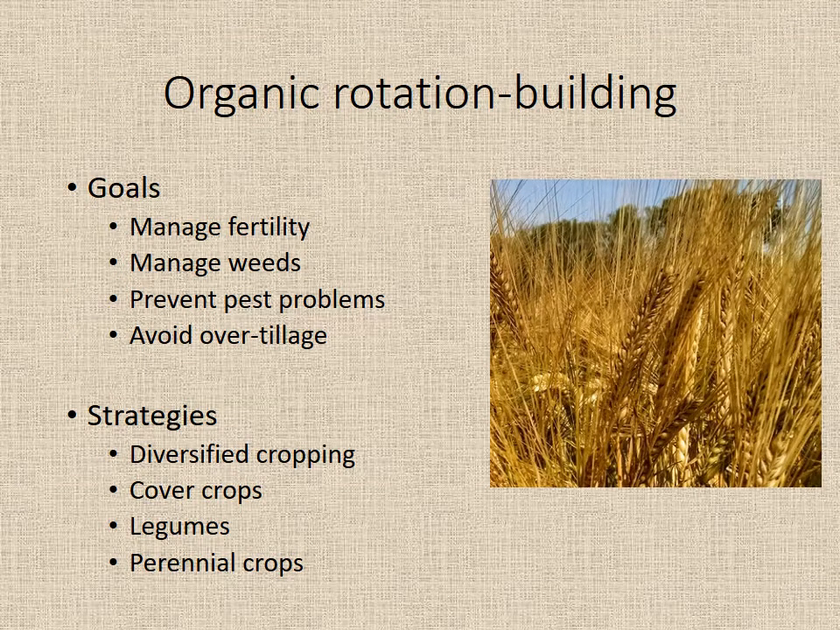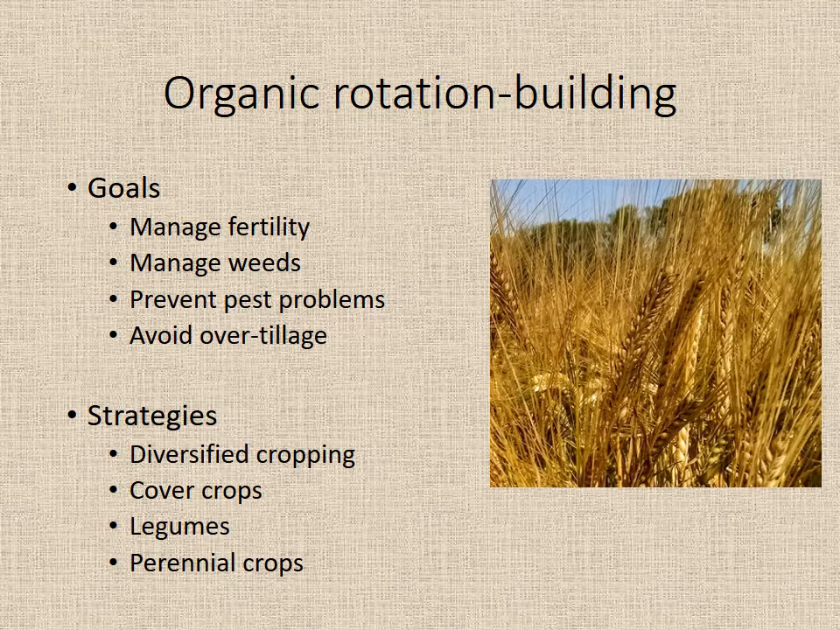So what does an organic crop rotation look like? Well, there are several goals that organic farmers need to meet when they're deciding what sequence of crops to grow. They want to manage fertility and retain nutrients, manage weeds, prevent pest problems, and avoid using any more tillage than necessary. There are several rotation-building strategies that can help meet these goals. Growing a diverse range of crops can reduce the buildup of pest and disease pressure by ensuring that pests and pathogens won't have the same host crops available year after year.